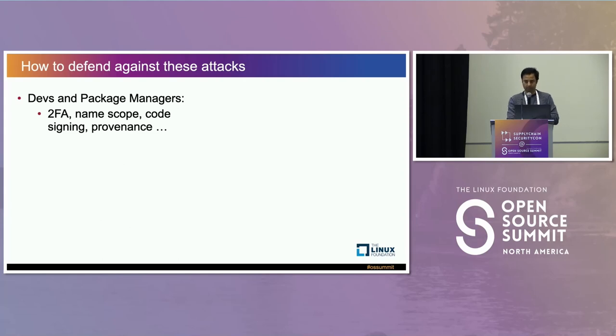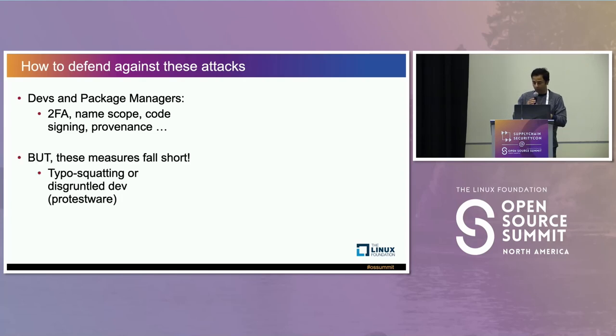There are multiple measures that we have talked about. For example, enabling two-factor authentication to stop account hijacking attempts, name scoping to stop dependency confusion attacks, and we have talked about code signing and provenance. However, these measures fall short. For example, a disgruntled maintainer, like we saw in a recent protestware attack, can abuse their own package, so they can still propagate malware.